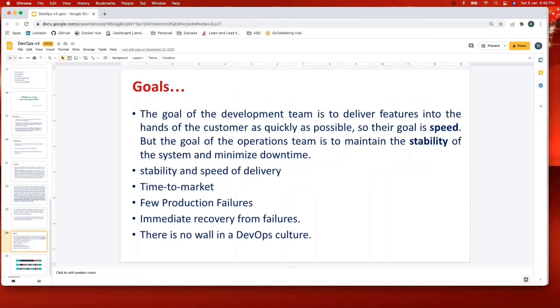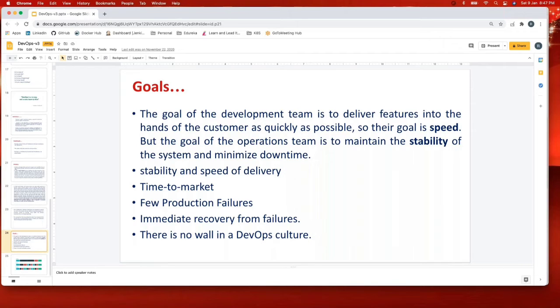The goals of DevOps include the following. The goal of the development team is to deliver features into the hands of the customer as quickly as possible. So developers always think, I need to prepare the feature fast. I have a 2-week time interval, so I need to develop this as fast as I can. Their goal is always speed, speed, speed. But the goal of the operations engineer is always stability.